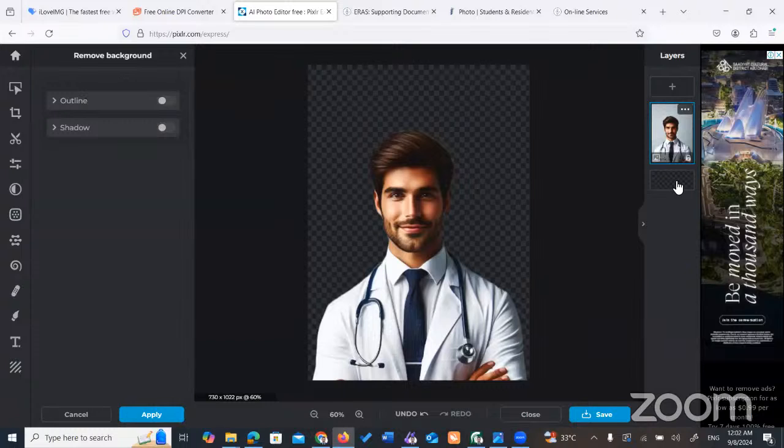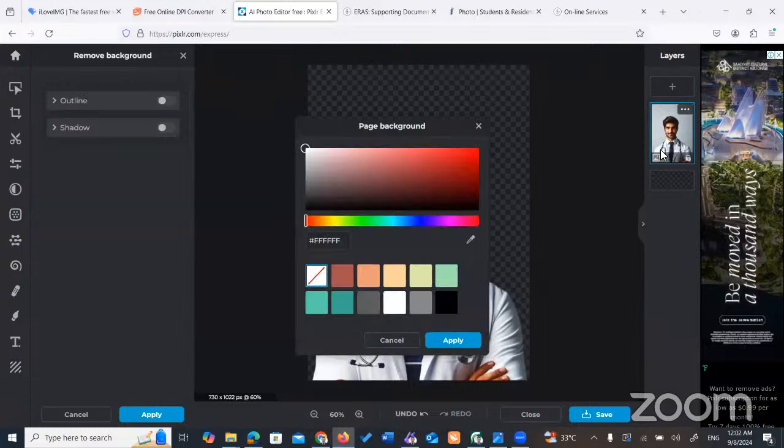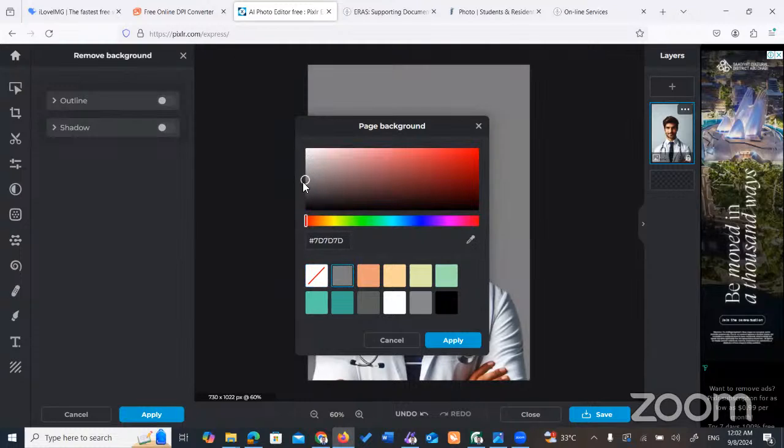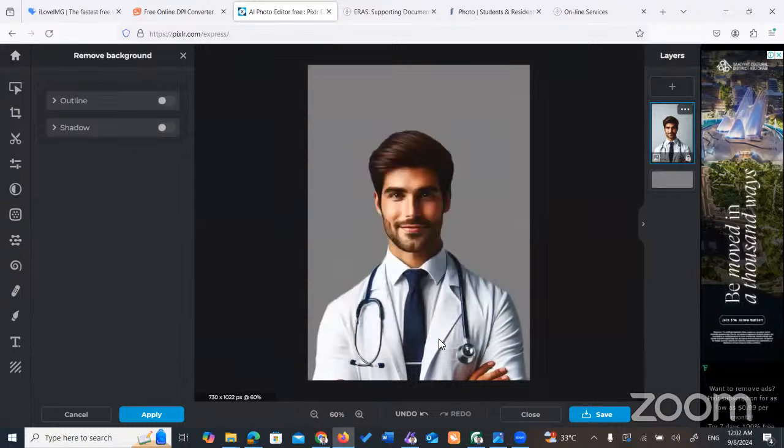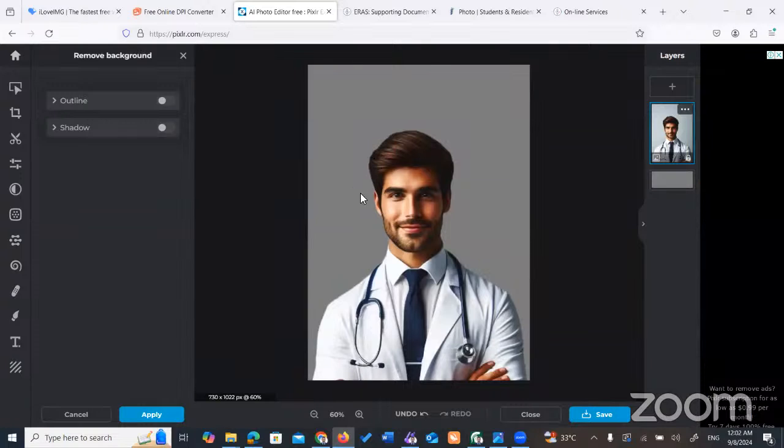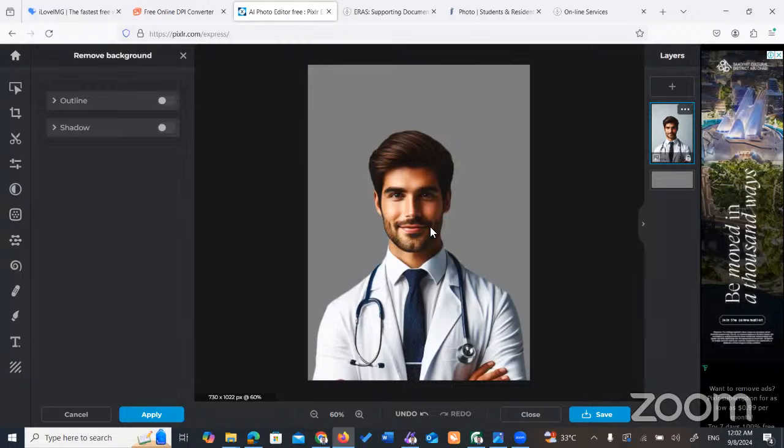The next step is you can put a background color. So you have to click on this under layers to select your background color. And then you just select the color. Let's choose this light gray. And then you select apply. So now you have a background with the light gray color and a nice picture.